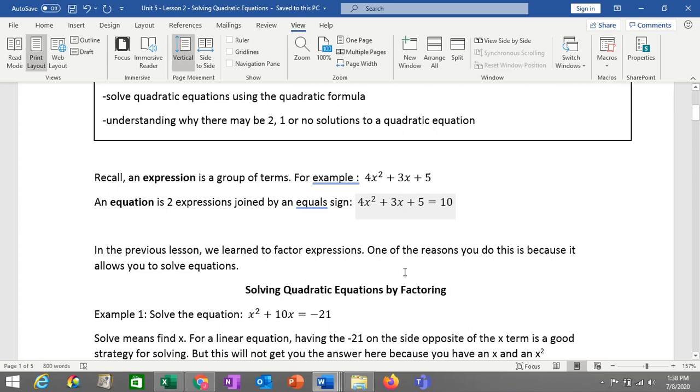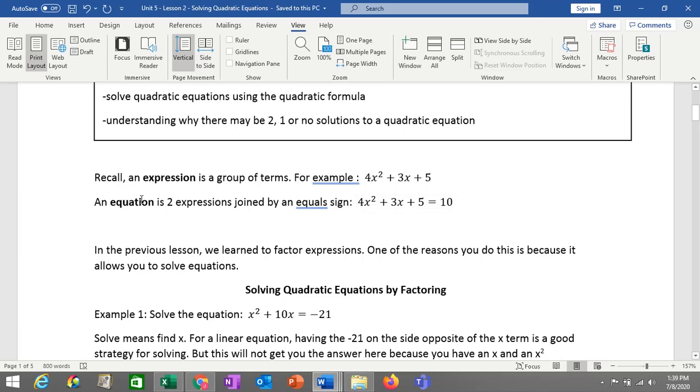Okay, so quick terminology to begin. Remember that when we use the word expression in math, we're talking about a group of terms. So 4x squared plus 3x plus 5 is an expression, right? It's just a group of numbers multiplied, divided, added, subtracted together. So that's an expression. It becomes an equation if you add an equal sign and then you have something else on the other side of the equal sign. So expressions do not have equal signs, equations do.